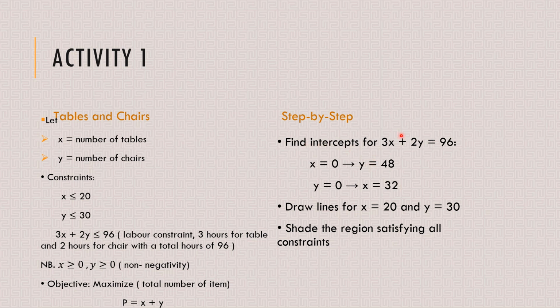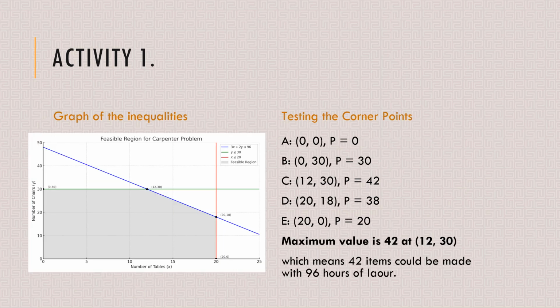So step 1 is we have all these inequalities. We turn them to equal signs, as we used to do in solving graphical solutions for inequalities. Then we plot all these inequalities, or these lines, on a graph page like you are seeing here. So we have the red line indicating x less than or equal to 20. We have the green line indicating y less than or equal to 30. And we have the blue line indicating 3x plus 2y less than or equal to 96.